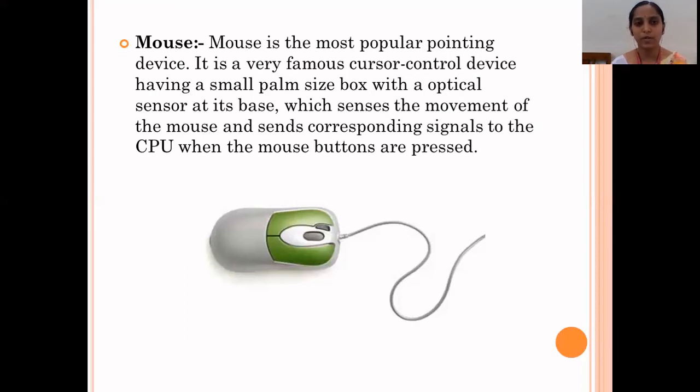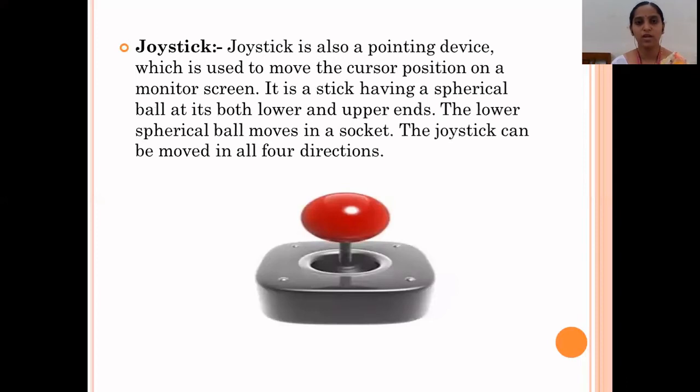Okay. Next input device is a joystick. Joystick is also a pointing device, which is used to move the cursor position on the monitor screen. It is a stick having a spherical ball at both its lower and upper ends. The lower spherical ball moves in a socket and the joystick can be moved in all four directions. It's mostly used in online games or video games.